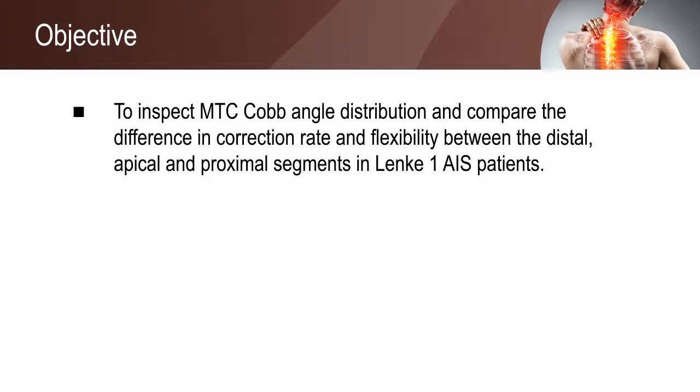The aim of the study was to examine main thoracic curve Cobb angle distribution and compare the difference in correction rate and flexibility between the distal, apical, and proximal segments in LENC 1 adolescent idiopathic scoliosis patients.